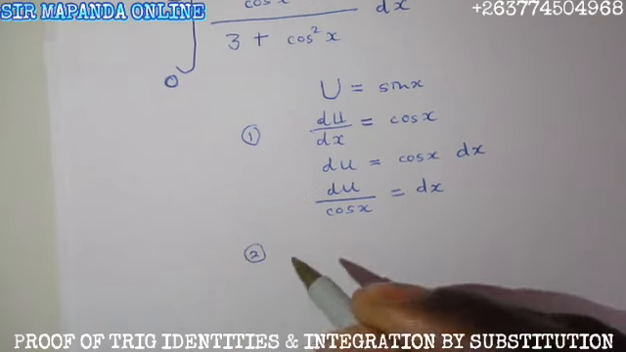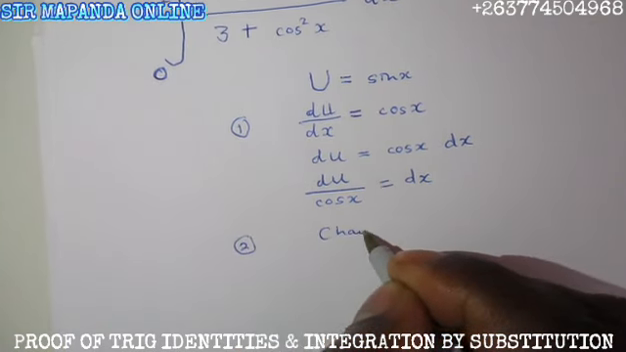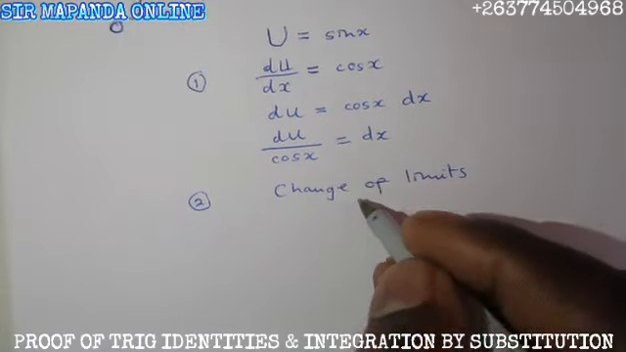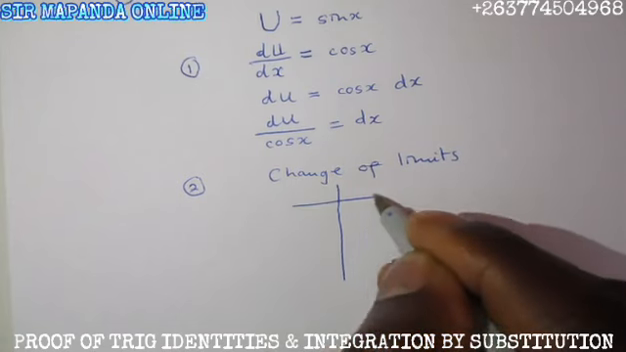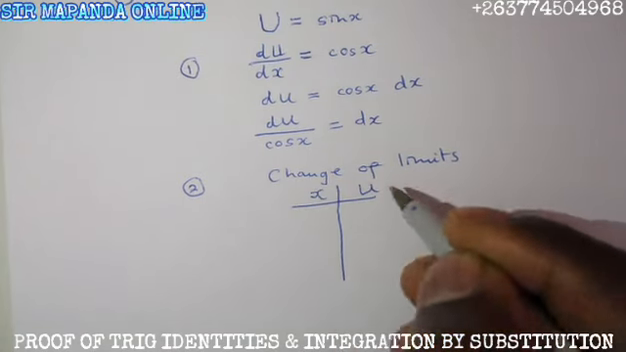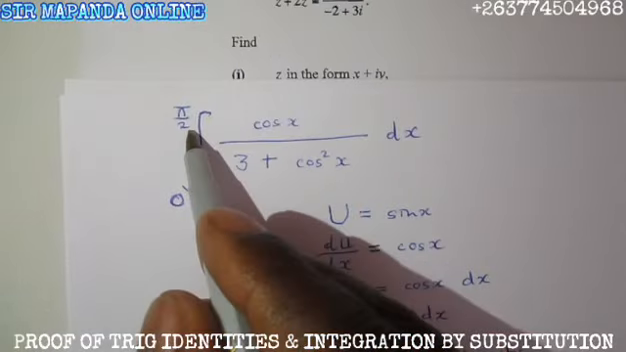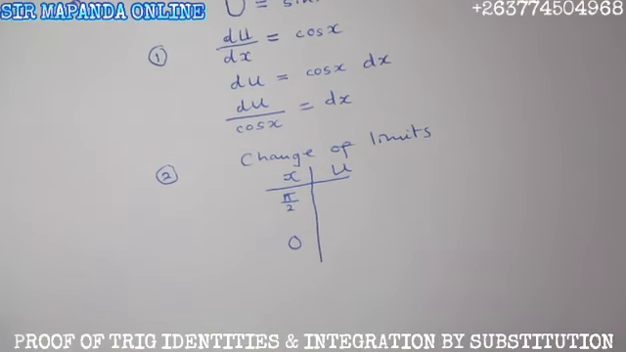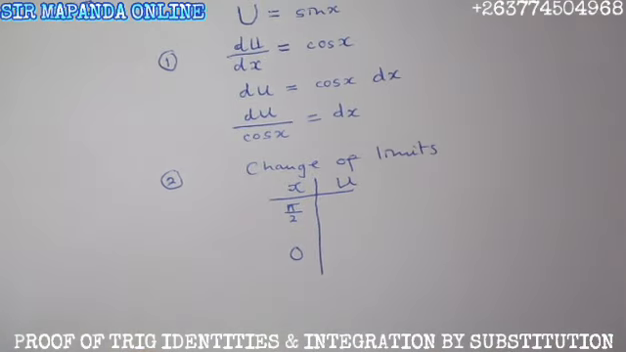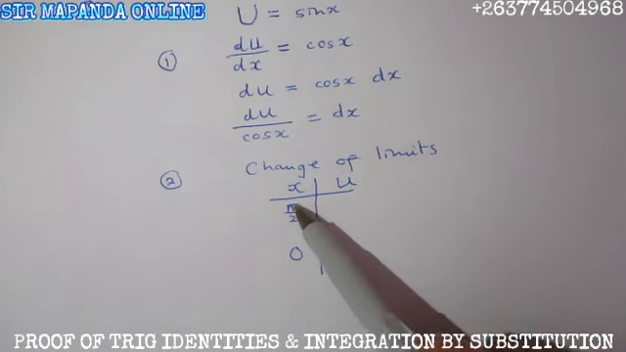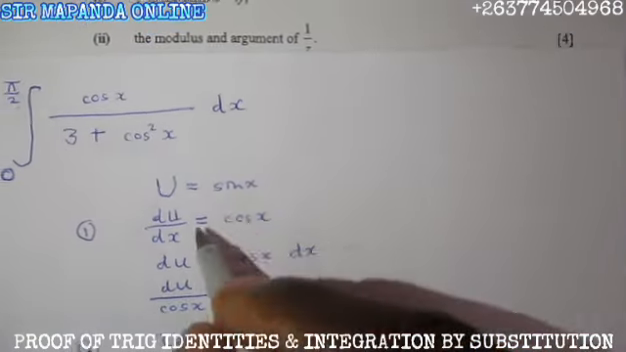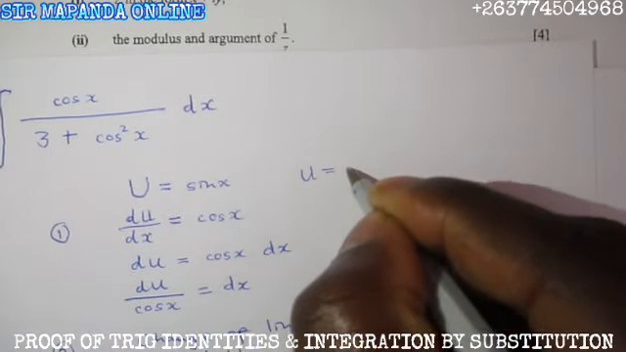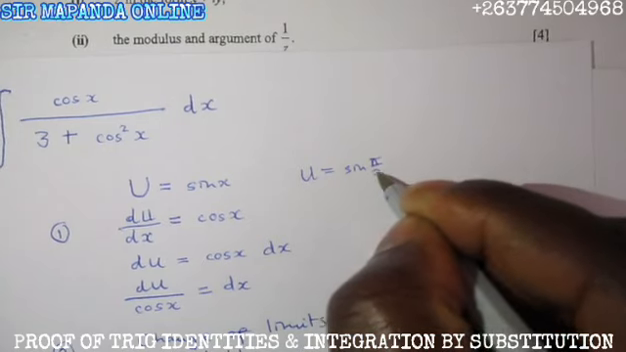Now on stage 2, stage 2 is change of limits. So I'm now converting the x limits to become u limits. The upper limit is pi over 2, so we have pi over 2 here, and 0 is our lower limit. So we now need to find the value of u when x is pi over 2. So we go back to the given substitution. u is equal to sine x. You are saying u is equal to sine pi over 2.